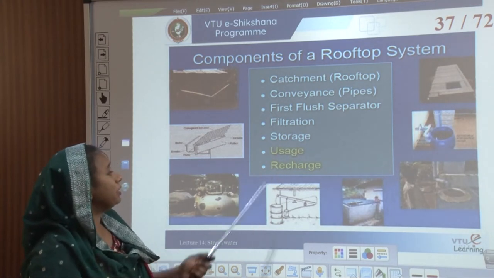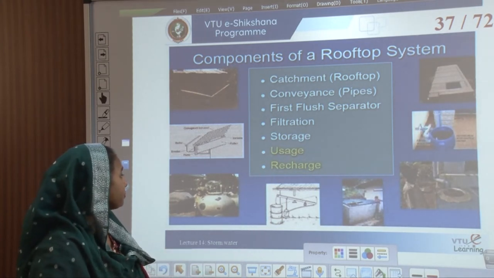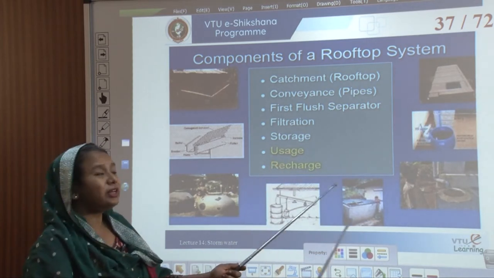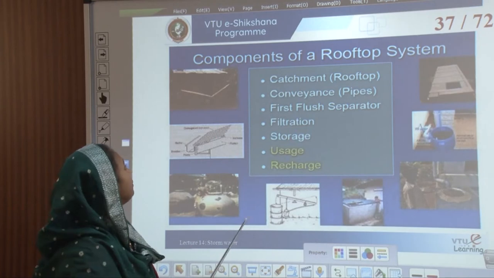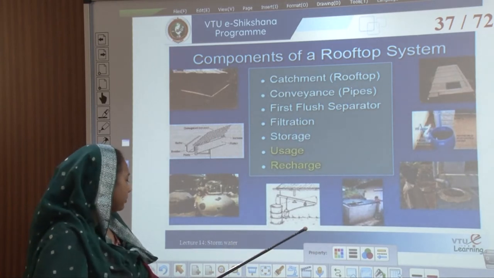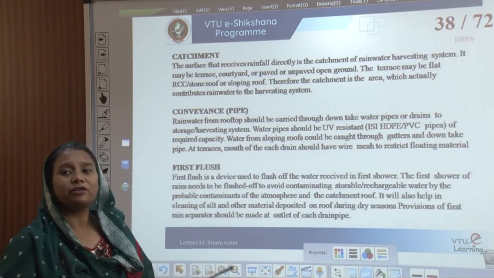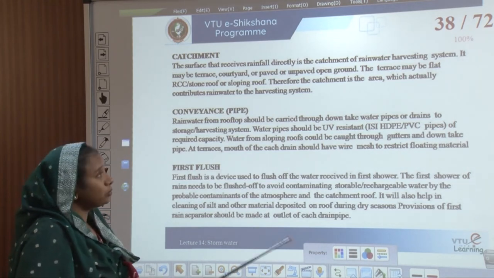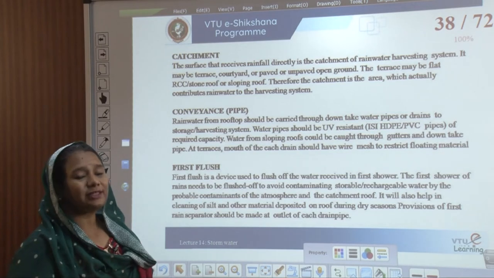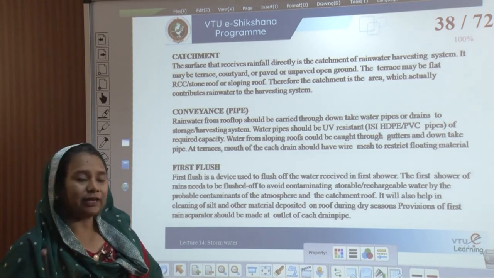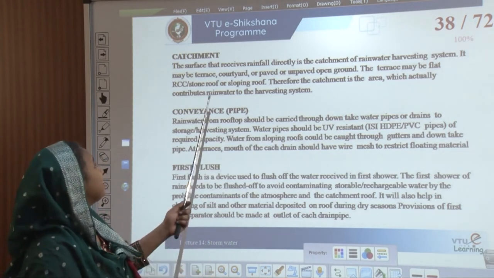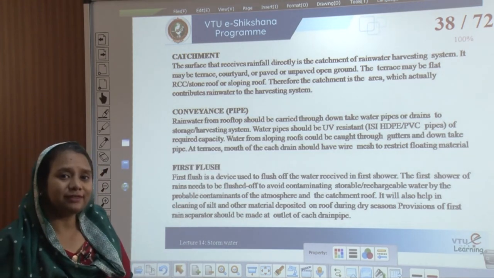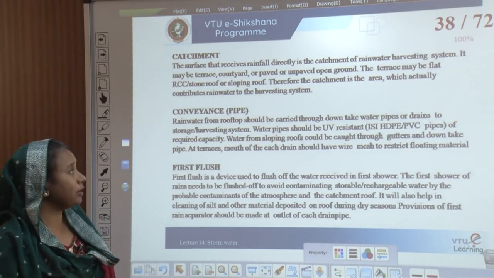The next component is filtration. The next component is storage, and how we use it and recharge the whole system. So, these are certain components of a rooftop system which are used in any kind of rainwater as well as runoff water harvesting. Along with it, we also have certain other basic terms which fall in alignment with harvesting. One is catchment. The catchment is basically any harvesting system which is catching all the rain.